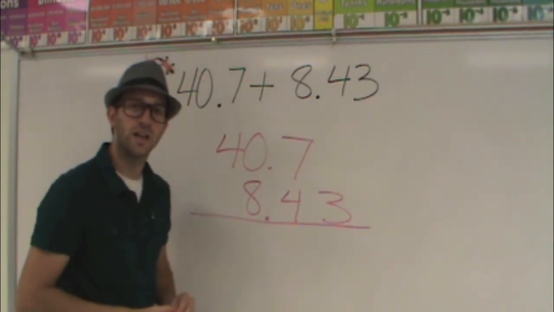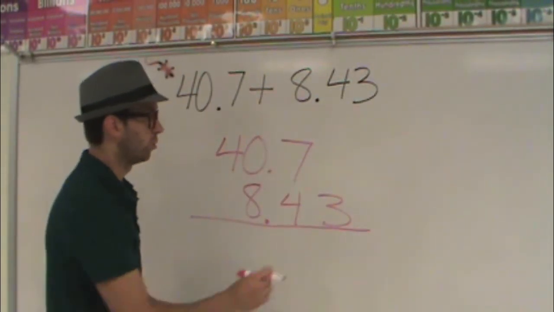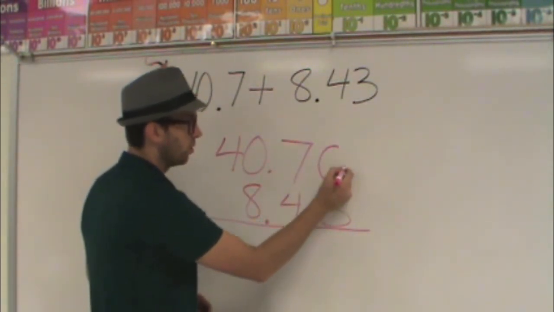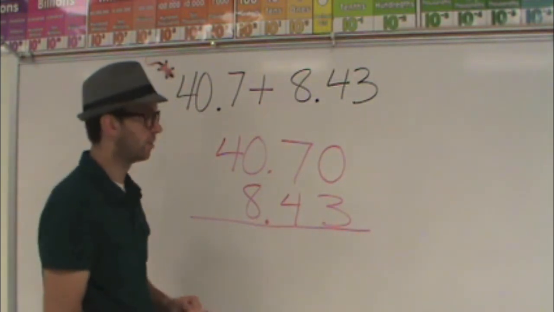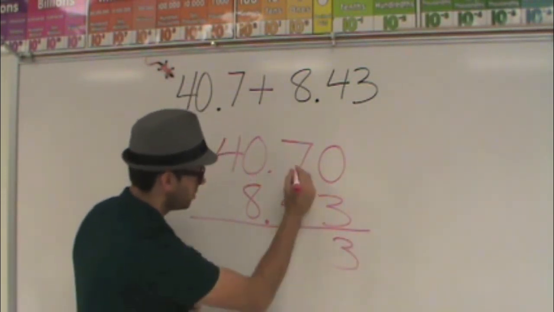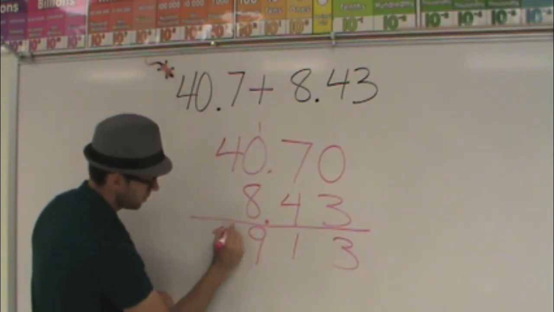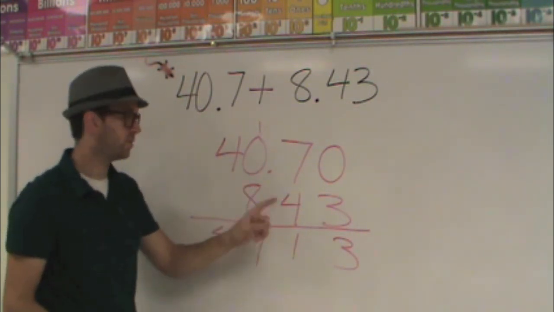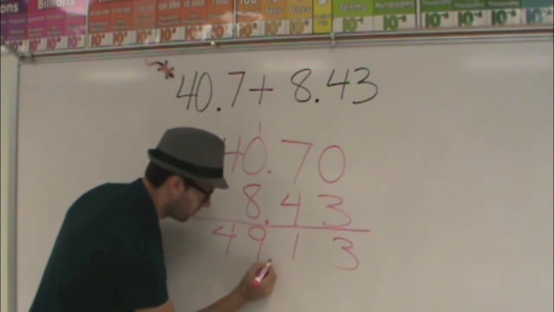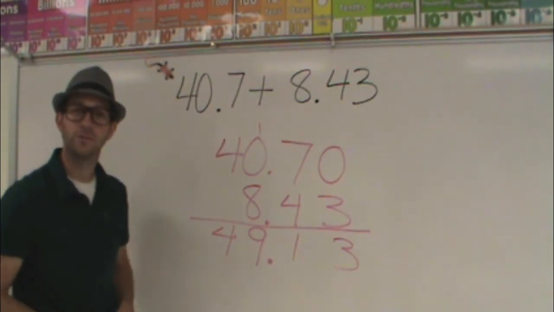Once you have your numbers lined up, add them like normal. You can fill in a 0 for any missing spots if that helps. 3, 11, 9, 4. At the end, your decimal should come straight down, and you have your answer.